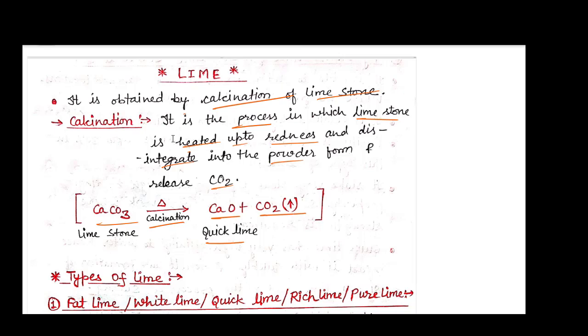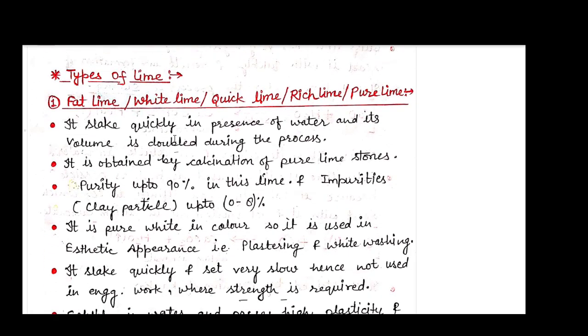Okay, so there are different types of lime. There are many types of lime, but basically it is divided into three main categories. First is fat lime, which is also known as white lime, quicklime, rich lime, and pure lime. These are the different names used for the first category of lime. This type of lime is the purest form of lime. It slakes quickly in the presence of water and its volume is doubled during the process.